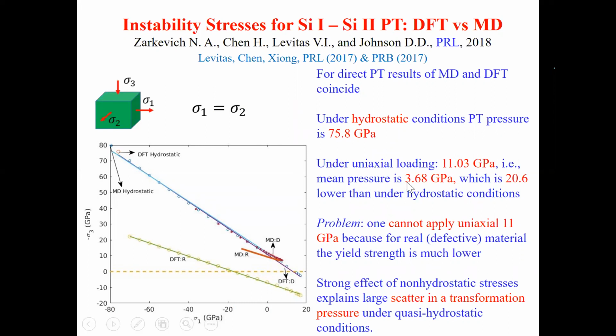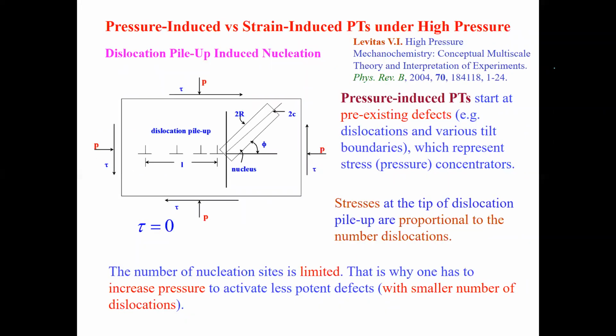But the problem is that we cannot apply uniaxial 11 GPa to real defective material because yield strength is much lower. So how then can we use this knowledge? Well, we use it by introducing defects, and you will see now. Now we switch to nanoscale model.